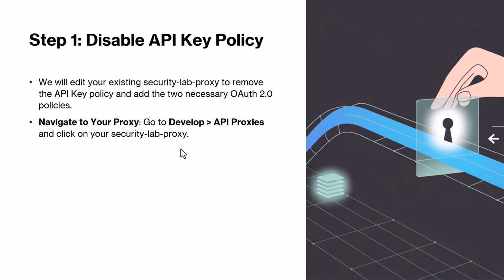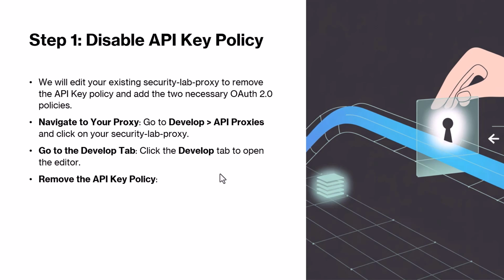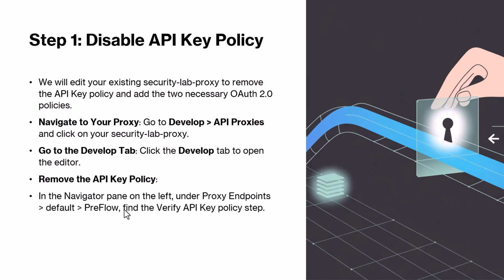So first of all, let's go back to our Google Cloud Console, and we'll go to develop API proxies and click our security lab proxy. I'll go through the steps quickly, and then we'll get back to our battlefield, that is the Google Cloud Console, and go to the develop tab to open the editor, and then remove the API key policy. Okay, so in the navigator pane, under proxy endpoints default preflow, find the verify API key policy step and click the three dots menu next to it and select remove.